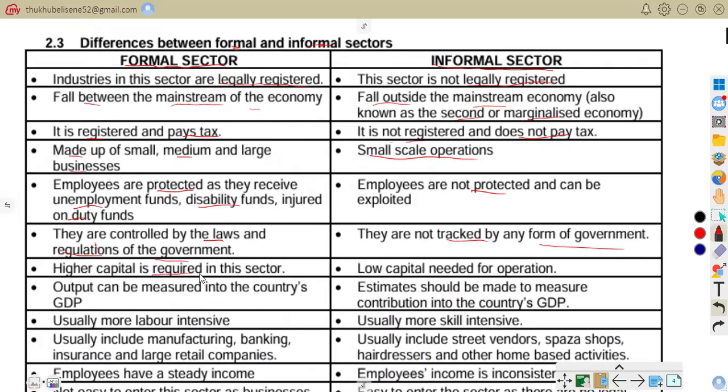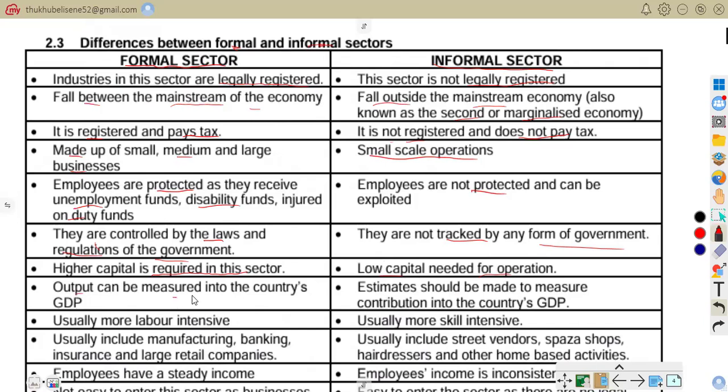Higher capital is required under a formal sector. Formal needs high capital. But what about informal? Low capital is needed for operation. So informal, low capital. So let us move on.